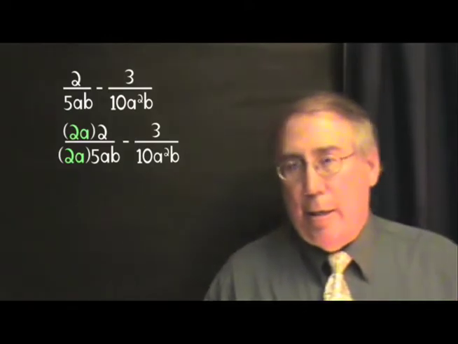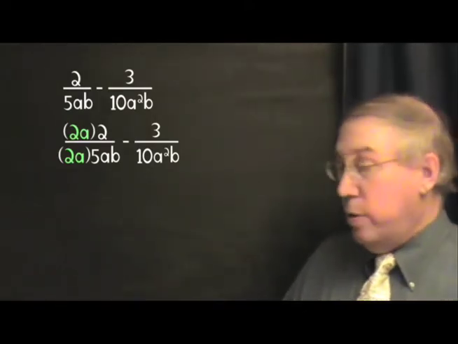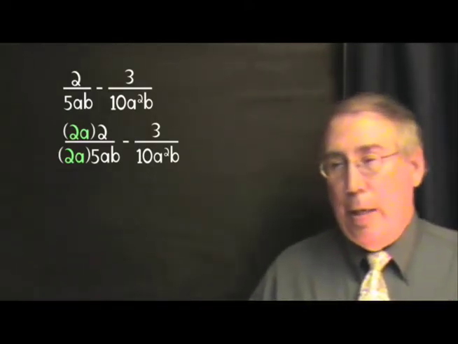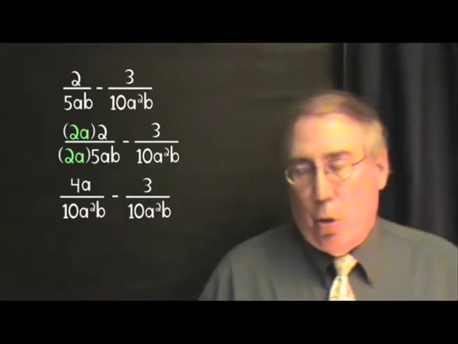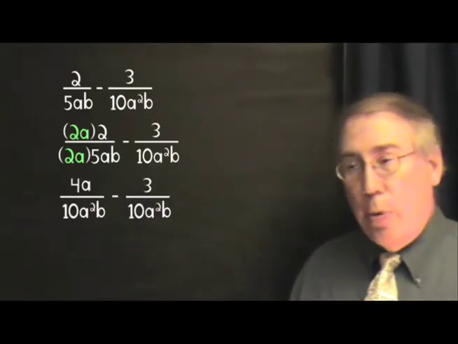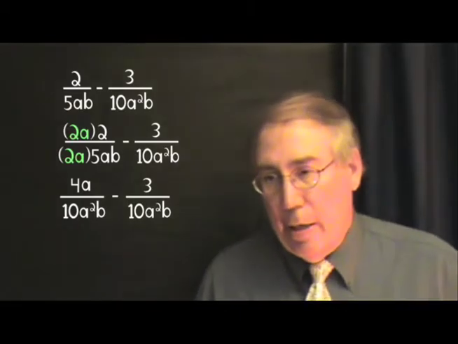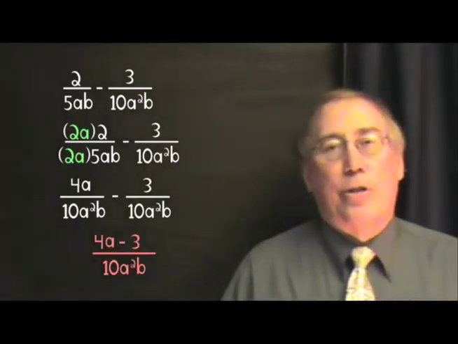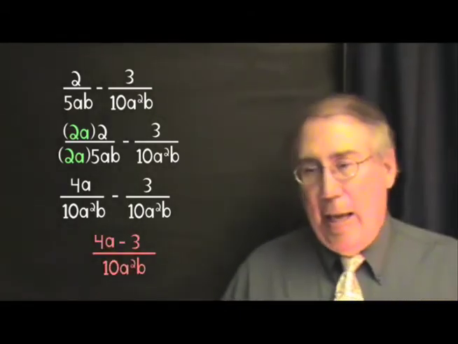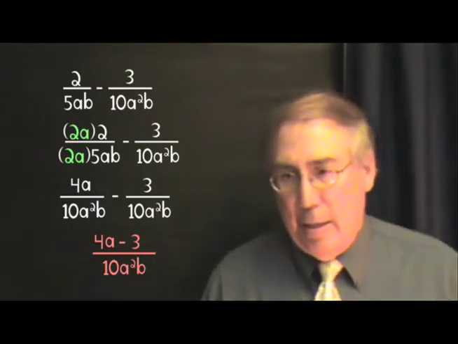Next one, it looks like 10a squared b is going to be our common denominator. So in the first fraction, multiply 2a times the numerator and denominator, and then you'll just get 4a minus 3 over 10a squared b.